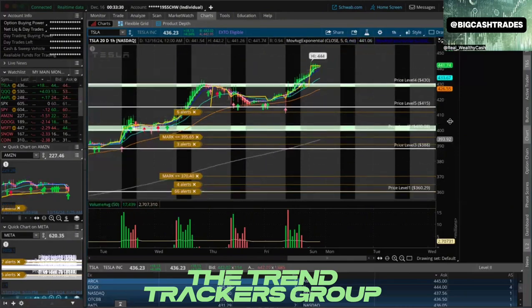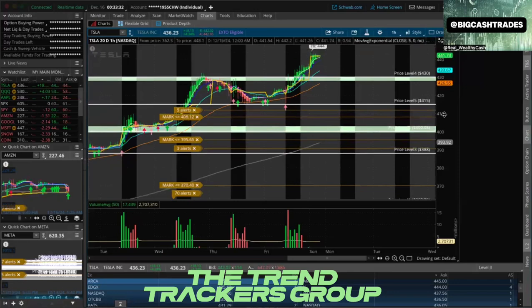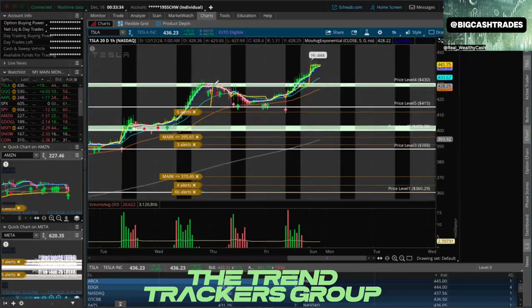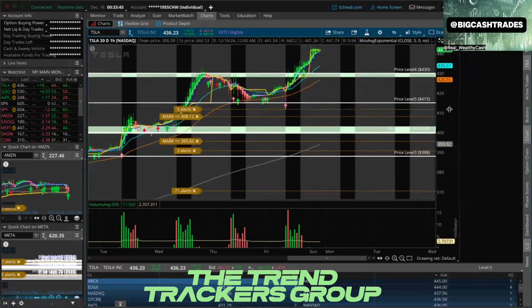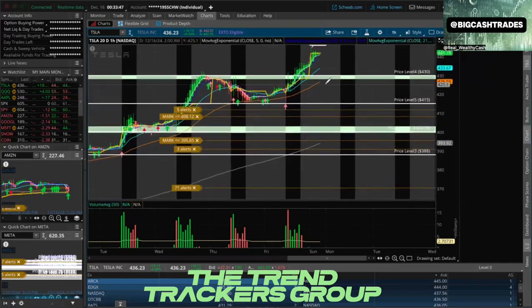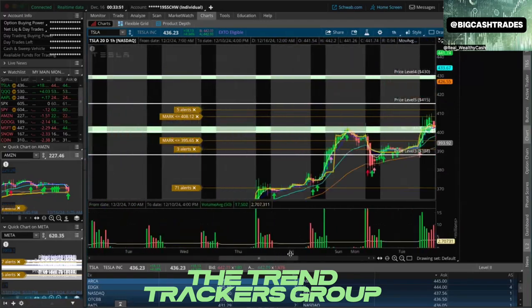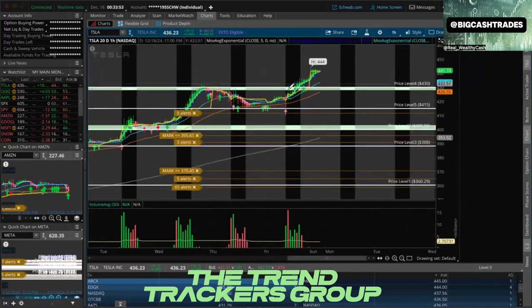So now looking at structure, the latest swing high was right here at 430. That's the latest swing high. The latest swing low was at 415. And it just broke 430. So let's go back in time. Nope. So we're at all-time highs. So what would you expect out of this?